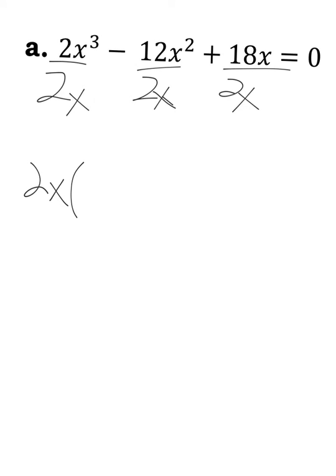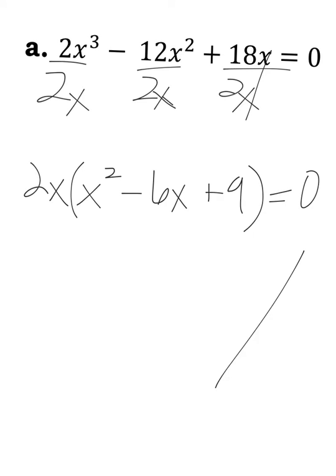So 2x to the third divided by 2x leaves me with an x squared. Minus 12x squared over 2x is minus 6x. Plus 18x over 2x, x's cancel, and that just leaves you with a 9. So this is what I mean by the x factoring. What are your factors of 9 that add up to negative 6? Well, negative 3 plus negative 3 is negative 6, and negative 3 times negative 3 is positive 9.